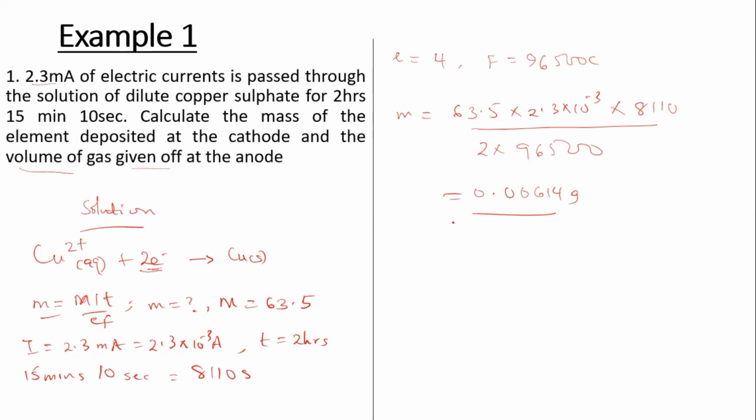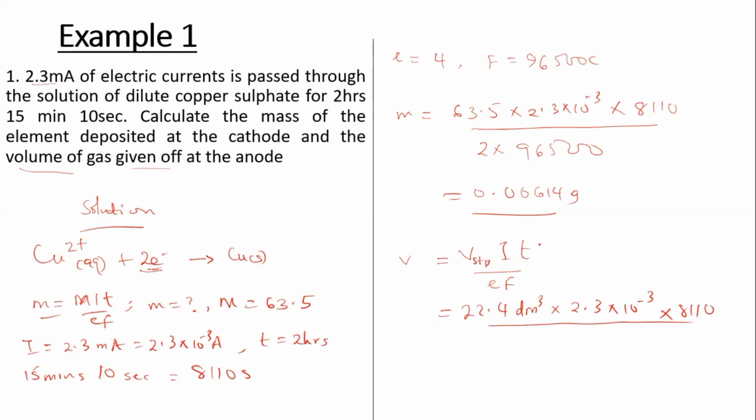Sorry, 614. All right, so let's calculate the volume given off at STP. The volume at STP is I and T divided by EF. Of course, the volume at STP is a constant, that's 22.4 dm cube, times I, we already know what I is, that's 2.3 times 10 raised to the power minus 3. And then the time is 8110.